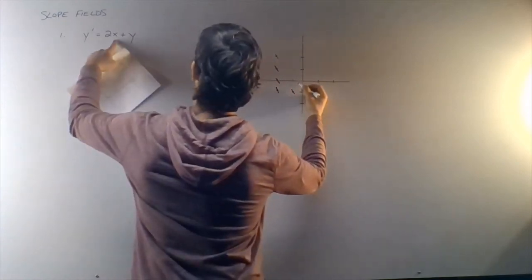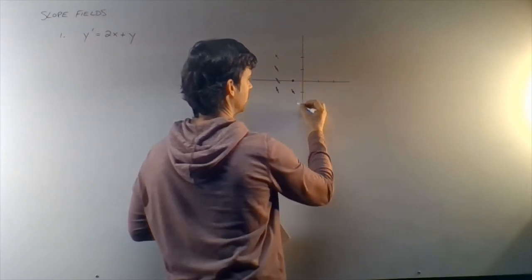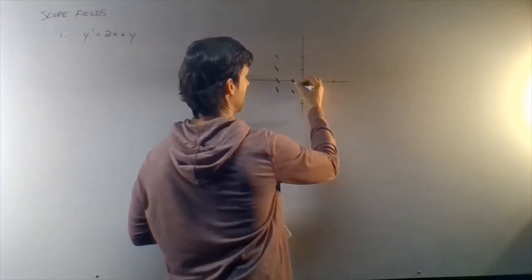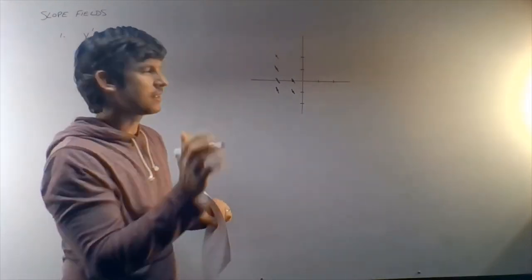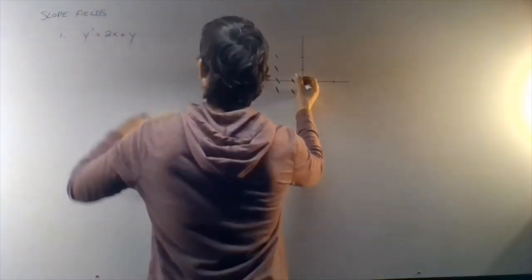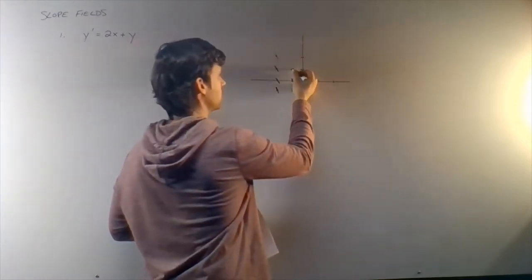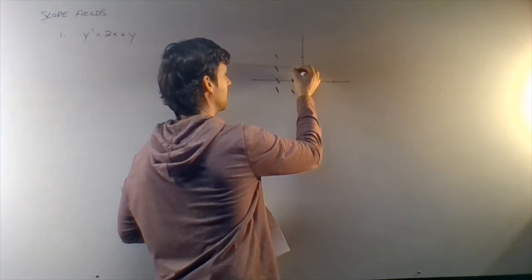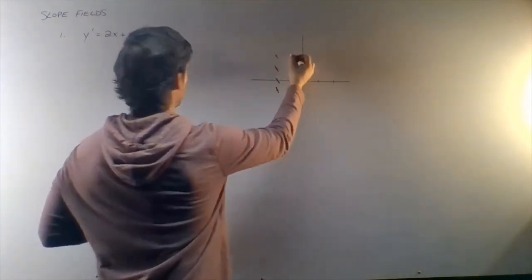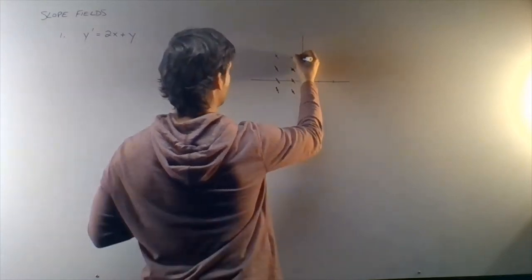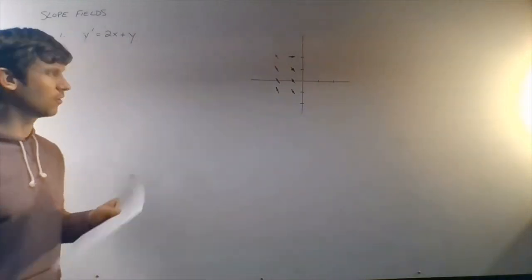-1, 0. 2 times -1 is -2, plus 0 is -2. Down 2, right 1. So it looks like that. I know these look very similar, but the angles are getting less steep. All right, -1, 1. I get -2 plus 1, which is -1. So this point right here, I get a slope of -1, down 1, right 1. -1, 2 gives me a slope of 0, because I have a slope of 0 there.